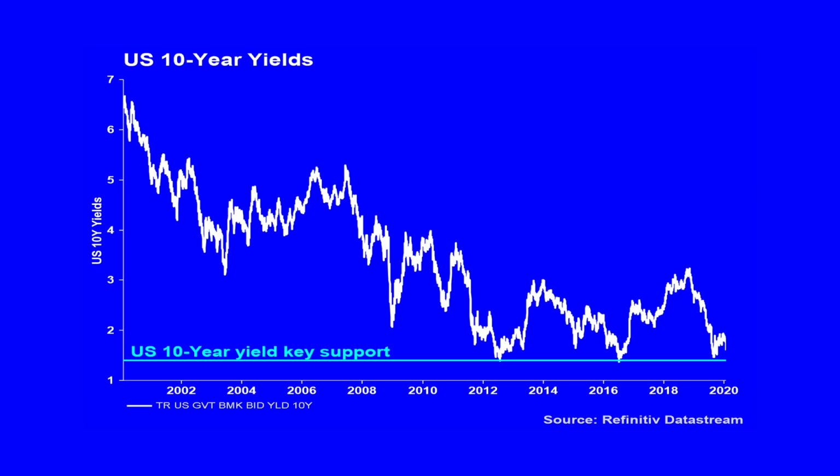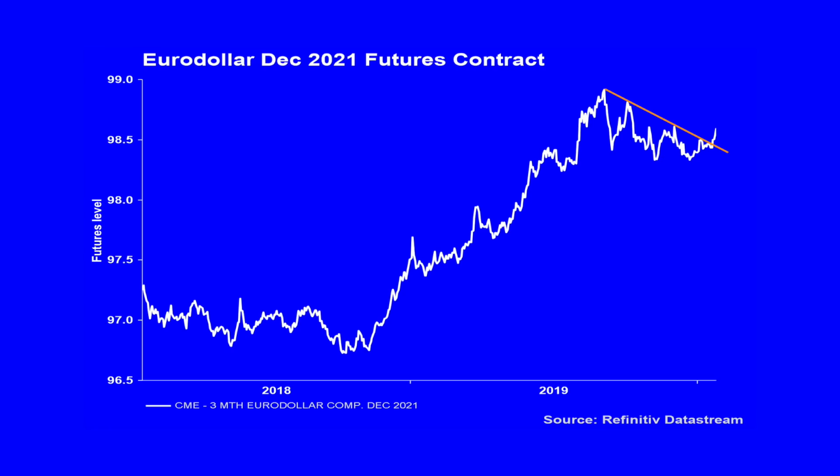And perhaps this is why the bigger reaction so far appears to have taken place in fixed income markets, where the US 10-year yields have broken down, and 140, that's 1.40%, is a very big level to watch. And also the euro-dollar contract, this is the euro-dollar futures at the front end, they're breaking higher, and higher prices there imply lower interest rates. 98.92 is the recent high for the December 2021 contract.